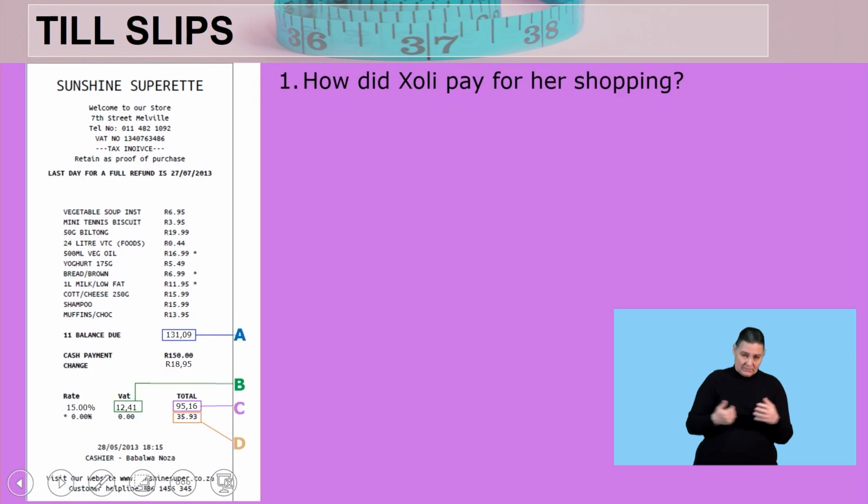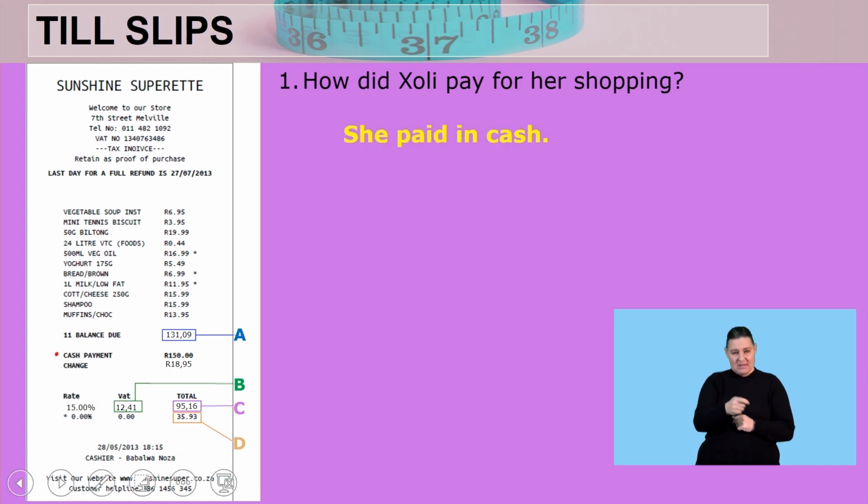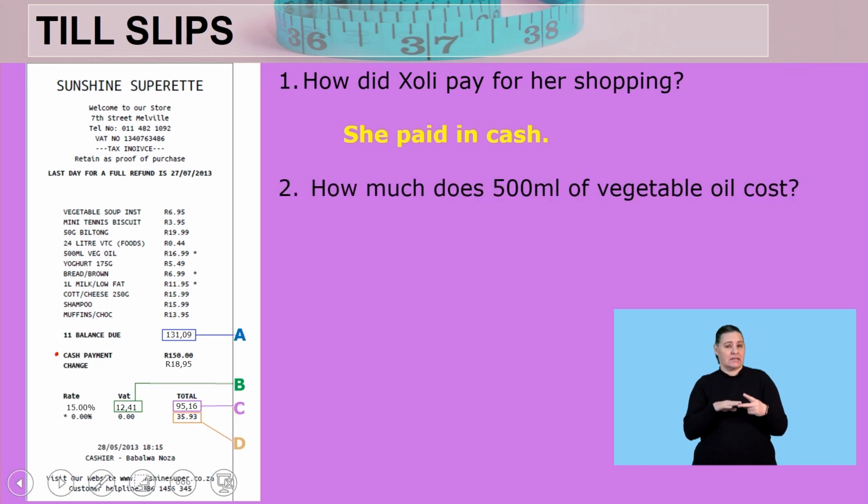Right. So if we take an example here, how did Corlie pay for her shopping? So if you read, she paid there somewhere, it says cash payment. There we go. She paid in cash. Right, the next one. How much does 500 mils of vegetable oil cost? So if I'm looking for vegetable oil, I pick it up there. There's vegetable oil there. And it cost us $16.99. All right, let's keep going.